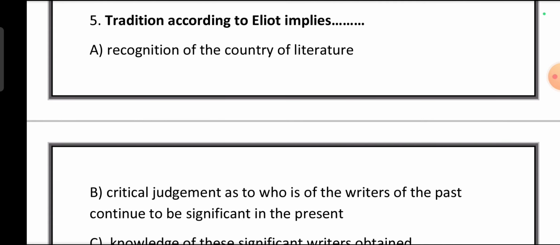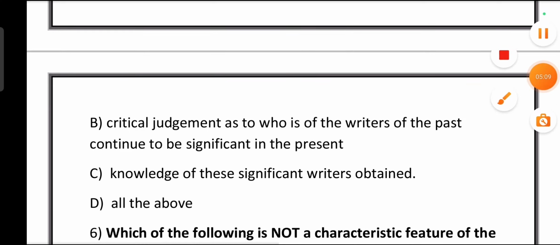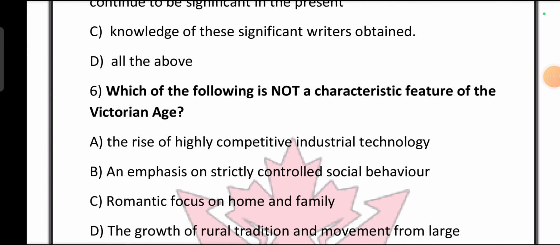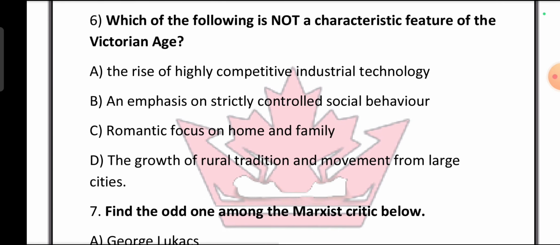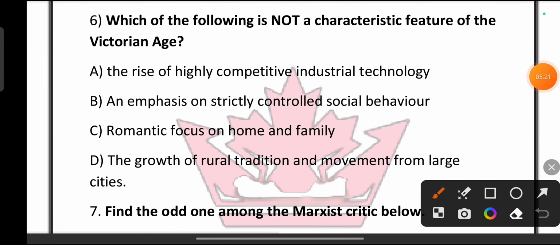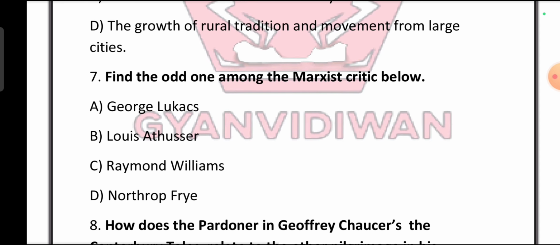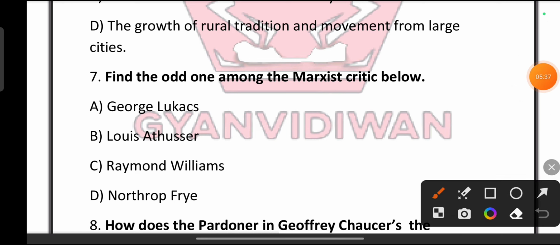Then next question, tradition according to Eliot implies that, the right answer will be D. Which of the following is not characteristic of the Victorian age? Which is not a characteristic of the Victorian age, then option D is the right answer. Find the odd one among the Marxist critics below. Odd one in the Marxist critics.